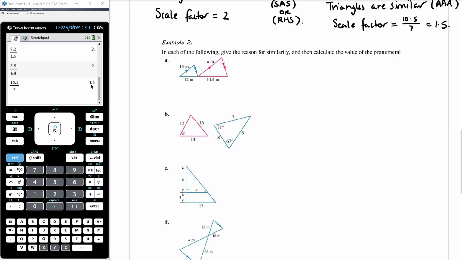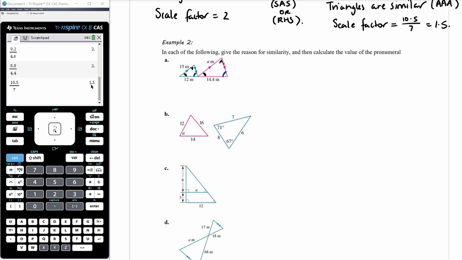Okay, example 2 here. In each of the following, give the reason for similarity, then calculate the value of the pronumeral. Okay, so reason for similarity here. We've only got one pair of known side lengths. It's got to be nothing to do with sides. It's all about angles. So we've got a pair of parallel lines here, which means that that angle there is the same as that angle there. We've got a second pair of parallel lines here, which tells us that that angle there is the same as that angle there. And then if we think about that transversal there, there's various combinations that will tell us that this one up here is the same as this one here.